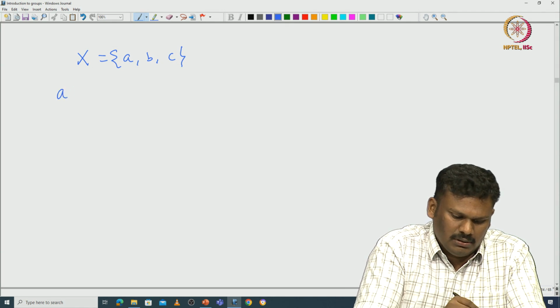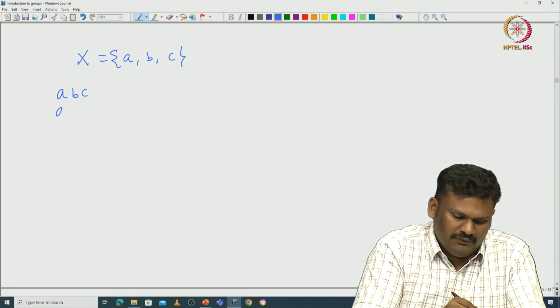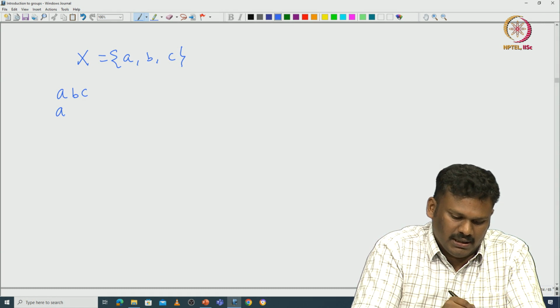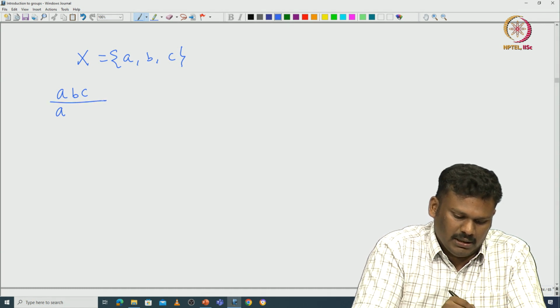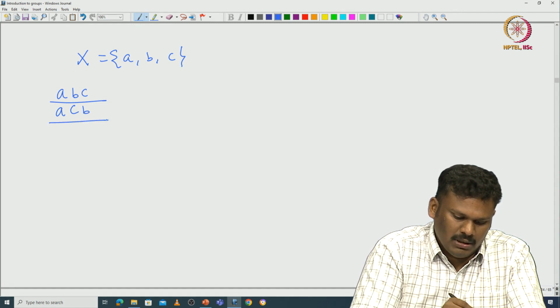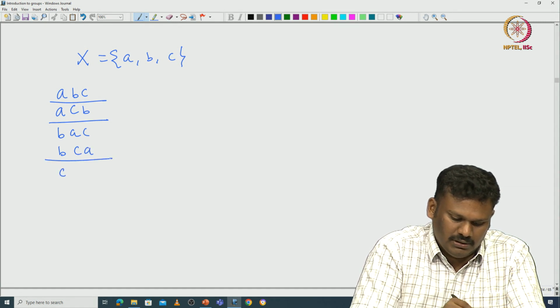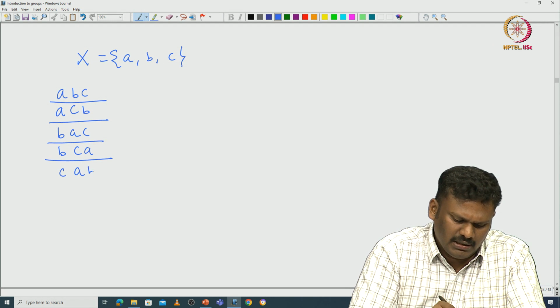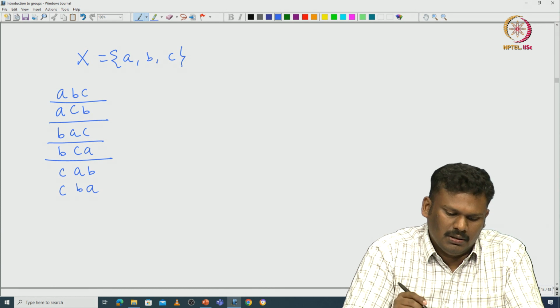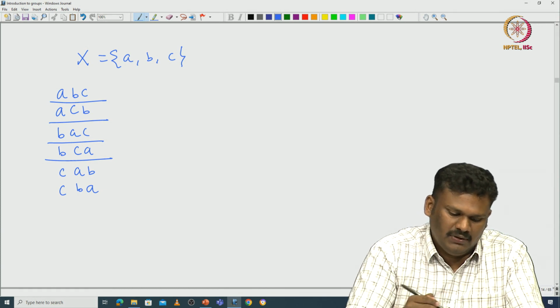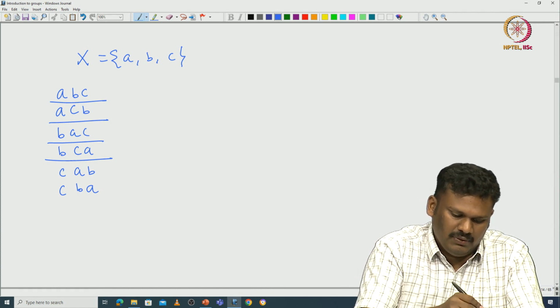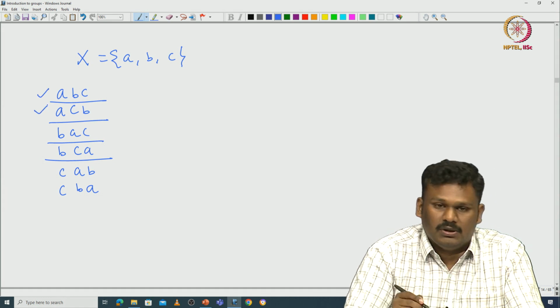So, let us write down A B C. Then I can keep the first position as it is and just switch the other two, C B. So, this is one, and then I can write B A C, and then I can fix this and switch them, and I can start with C, keep A B, and then switch. Any possible one-line word should start with either A, B or C. If it starts with A, these two are the possibilities.